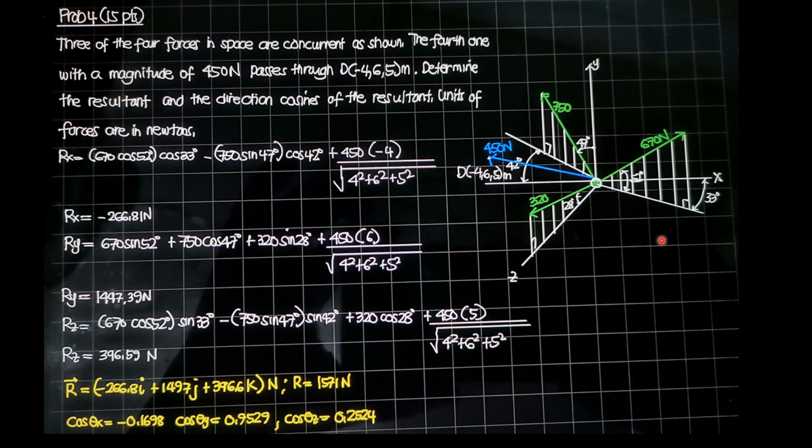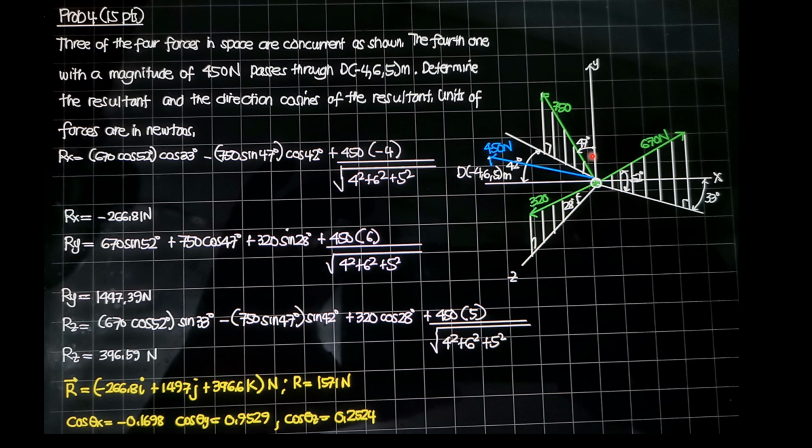Then the z component of 320 is positive. It is this adjacent side of this right triangle. It is 320 cosine of 28. Then the z component of 450 is 450 times 5 divided by the distance, square root of 4 squared plus 6 squared plus 5 squared. Combining, it is 396.59 newtons.